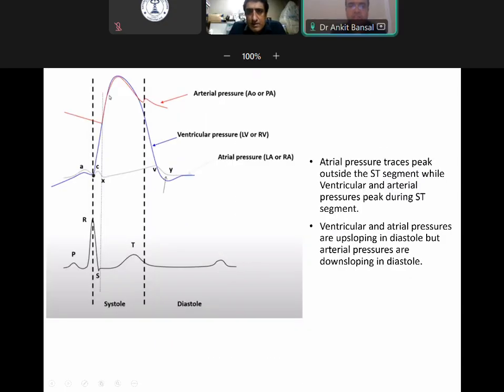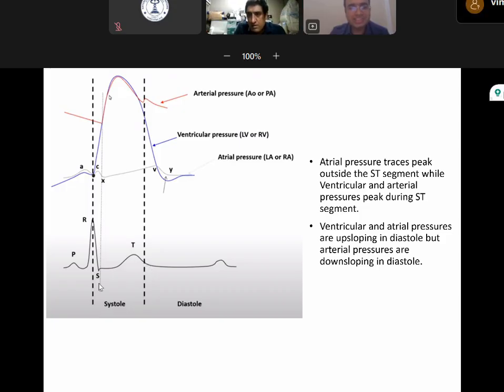So to begin with, first we have to identify what are the various pressure tracings. How can we identify these pressure tracings? First we have to identify what is the part of the systole and what is the part of the diastole. In a hemodynamic trace, usually the ECG is given. From the peak of the R wave till the end of the T wave is the systole, and after the T wave till the R wave again is the diastole.